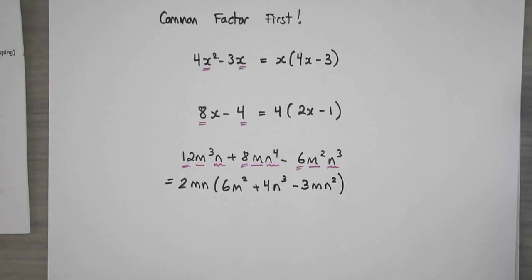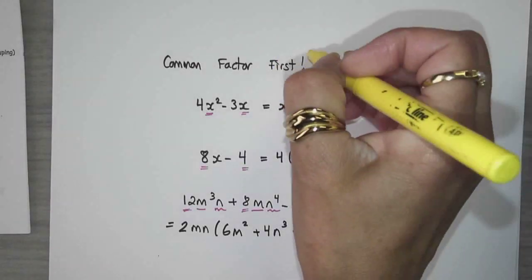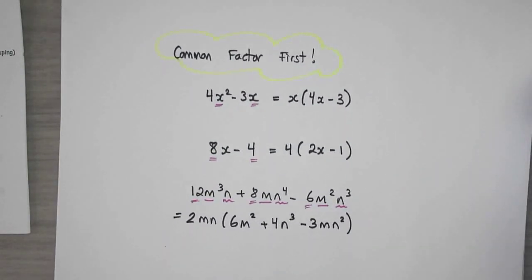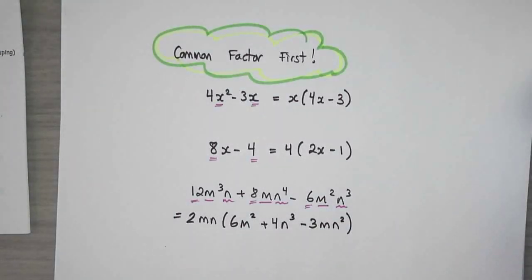So common factors can have variables, numbers, or both. Now, that is always, always, always going to be our first step. So first step, whenever you get any factor in question, you're always looking to do the common factor first. No, it doesn't show up very well. Okay, so that's always, always, always our first step.